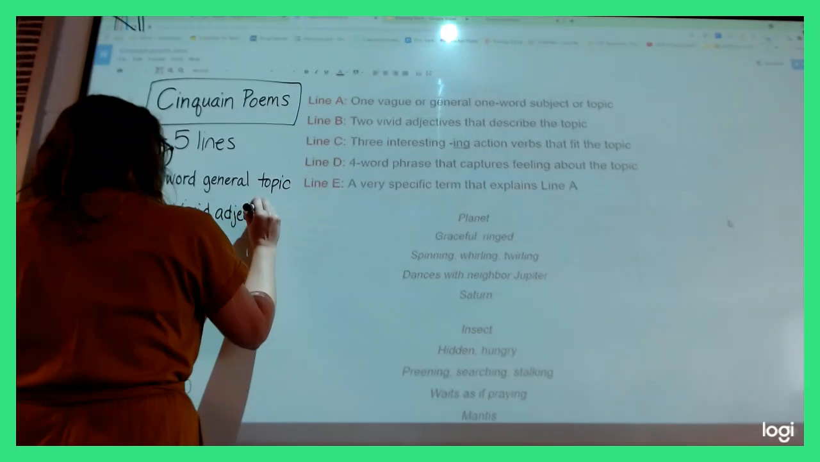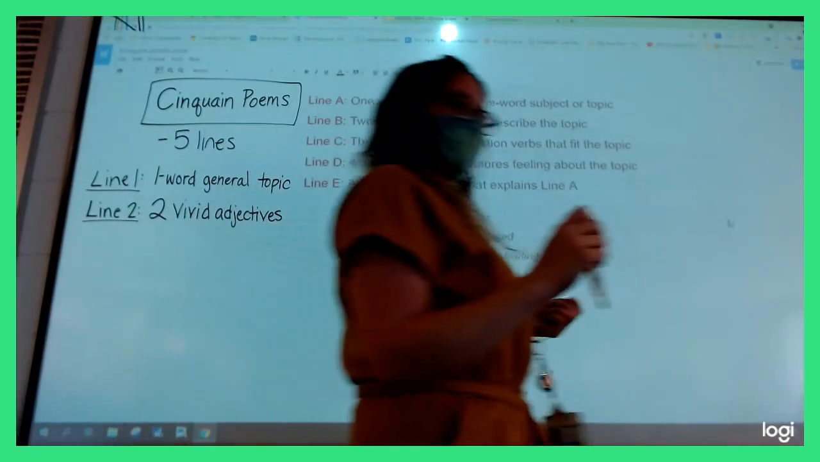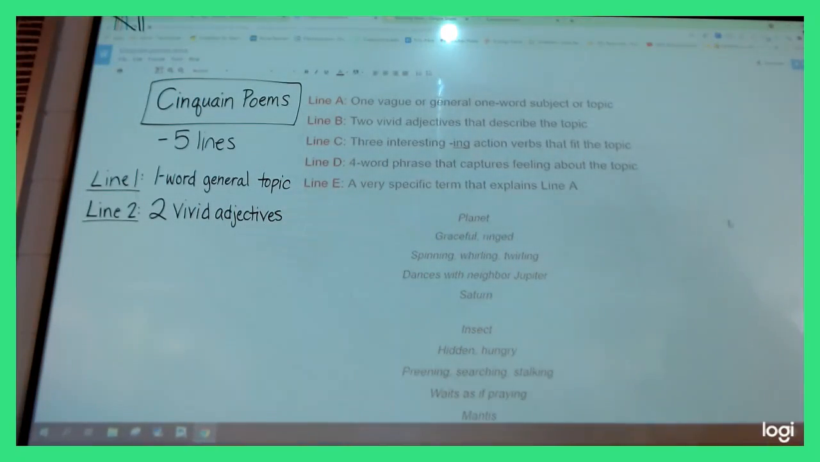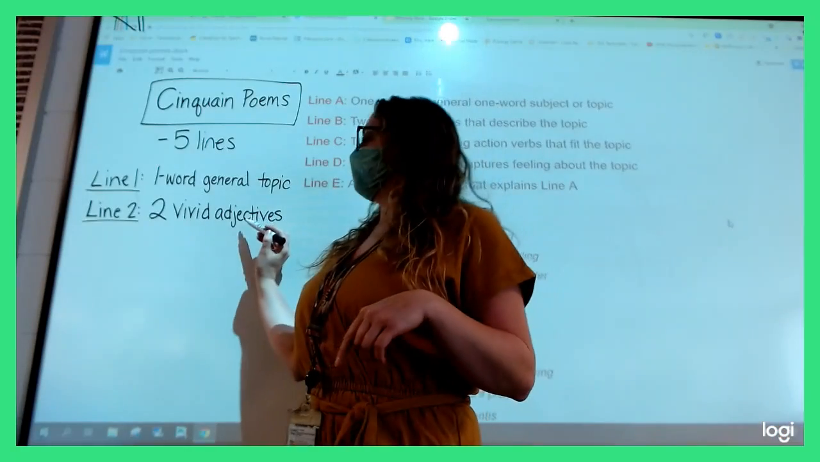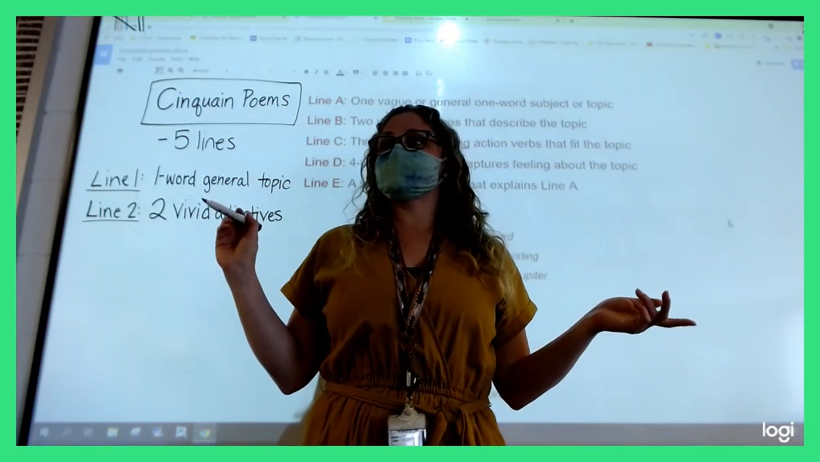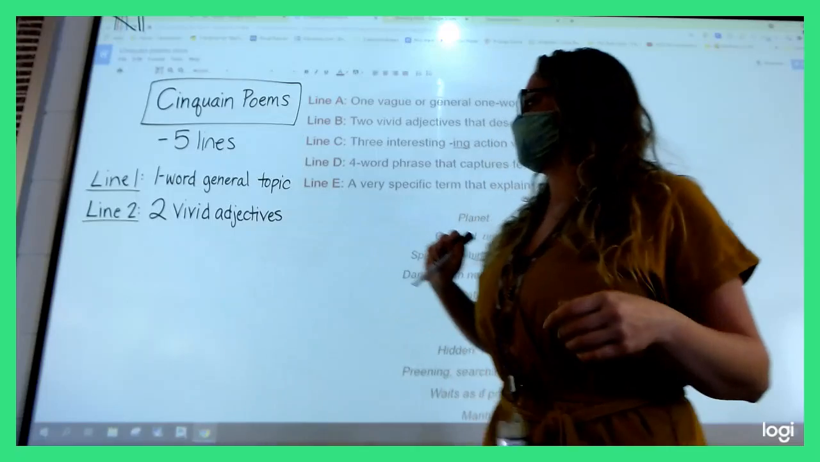What does vivid mean again? Vivid, really good descripting words. So you want your reader to paint a mental movie in their head as they're reading your poem. Okay, now can our 2 vivid adjectives be about my cat if I'm writing about planets? No, everything in our poem should be about the topic we've chosen.